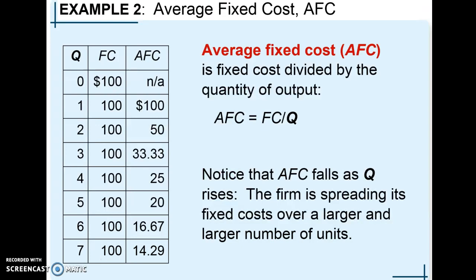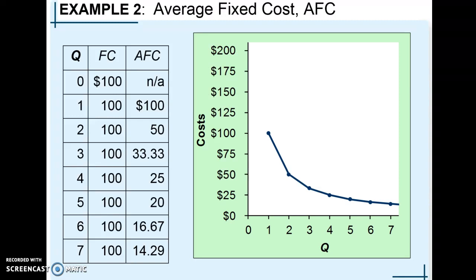Average fixed costs are fixed costs divided by your quantity of output. Notice that average fixed costs fall as your quantity rises. The firm is spreading its fixed costs over a larger number of units. So you see here, as fixed costs are graphed, that graph shows fixed costs falling as more units are produced.